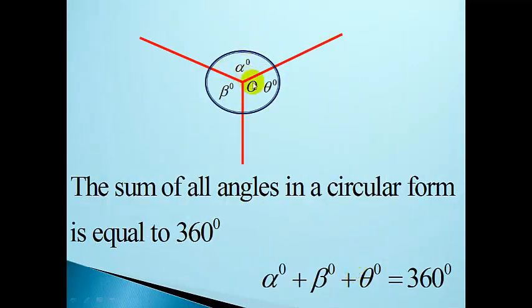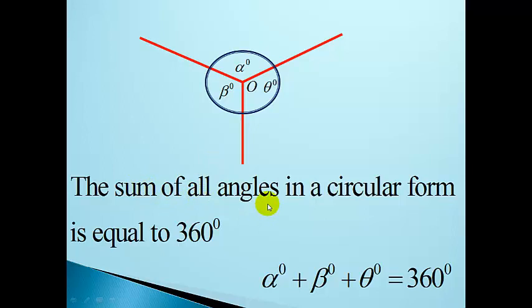Now let's consider the diagram as shown. We have three angles at the point of intersection of the three lines. We have alpha degrees, beta degrees, and theta degrees. These three lines intersect at the point O, and the angle formed at the point O is in a circular form, as can be seen on the diagram.